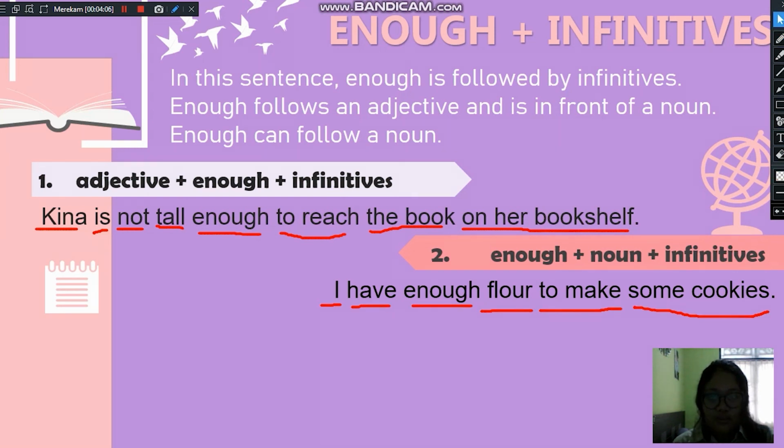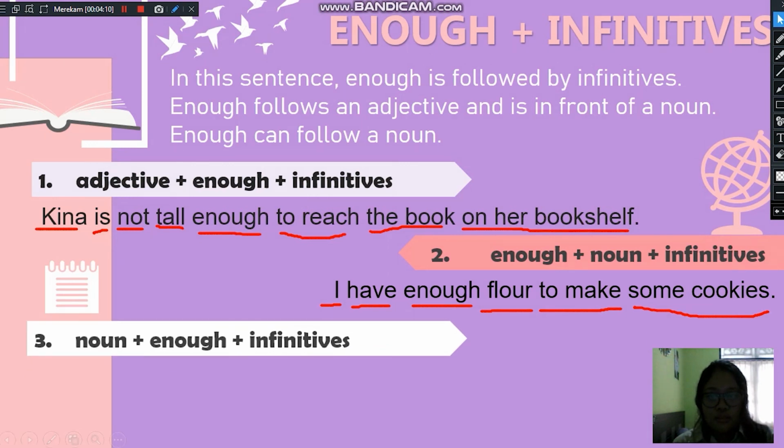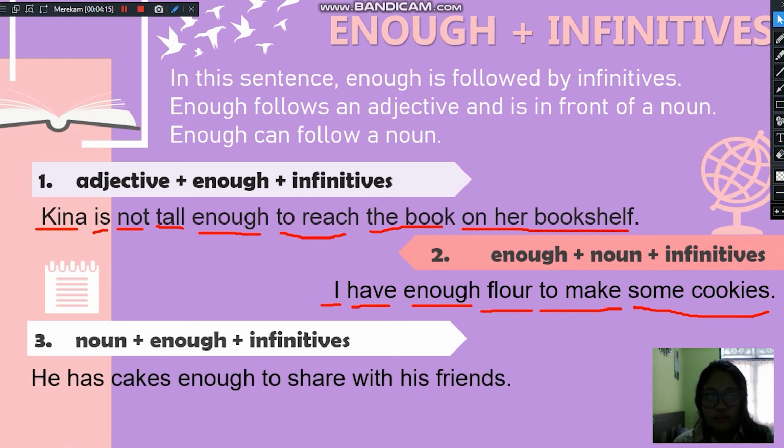And the last one, which people rarely use, is noun plus enough plus infinitive. The sentence as the example is: he has cakes enough to share with his friends. This is the subject, this is the auxiliary, cakes is the noun, this is the word enough, to share is the infinitive, and with his friends is the object.